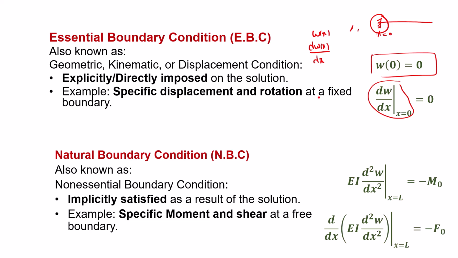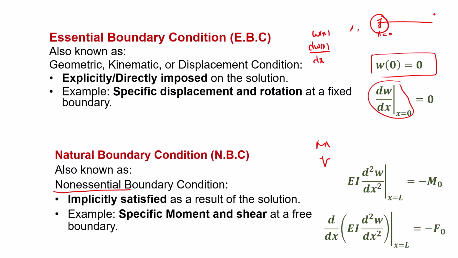However, for natural boundary conditions, the story is different. Natural boundary conditions are also called non-essential boundary conditions, and these boundary conditions are not directly imposed on the displacement. So instead of displacement and rotation, we have forces such as bending moment, or M, and also the shear force, or V. And you saw in the previous slide how these forces and moments are related to each other.